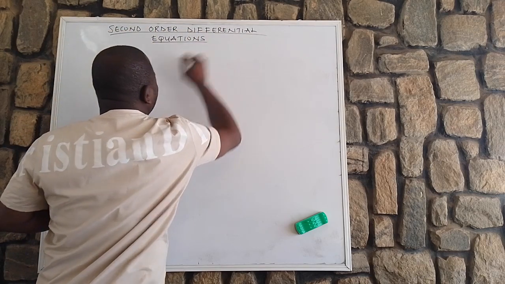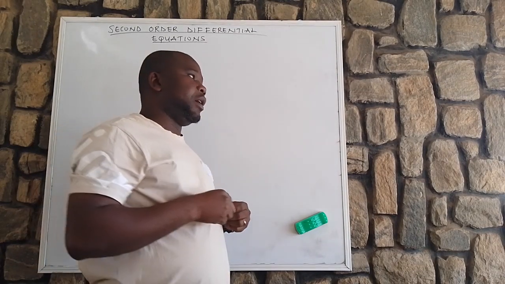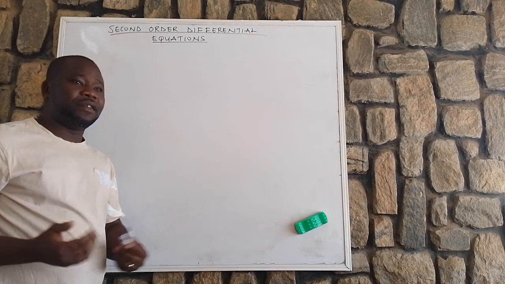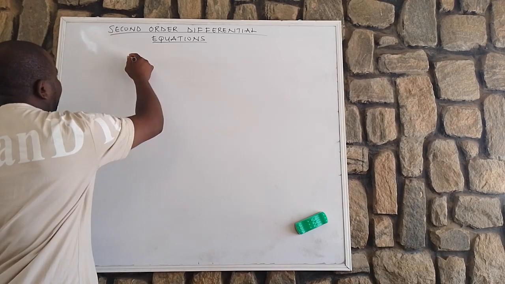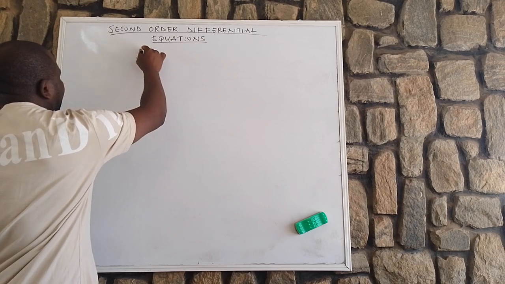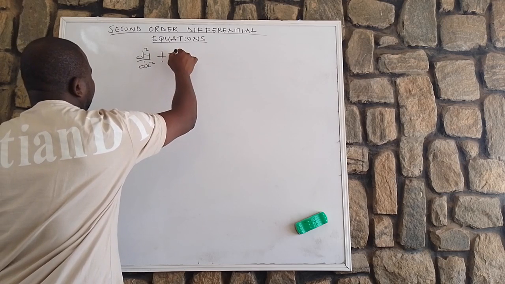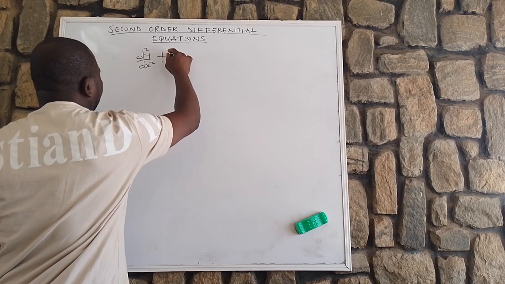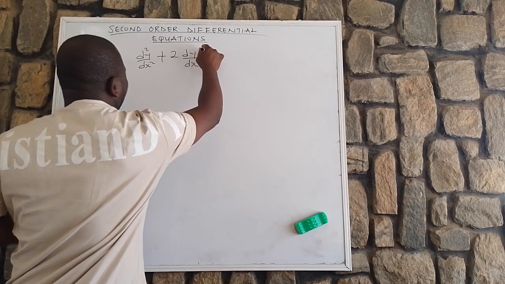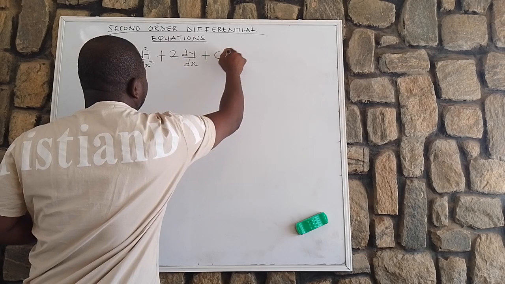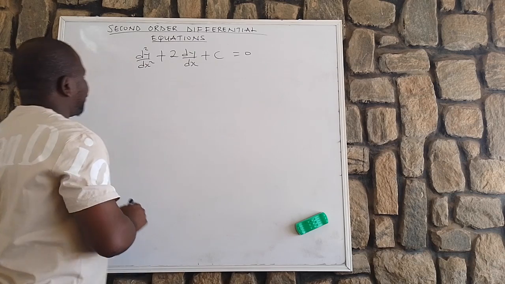Yes, let me just briefly explain second order differential equations. When we say second order differential equations, we are talking about equations like d squared y over dx squared plus 2 dy/dx plus c equals 0. This is a second order differential equation.